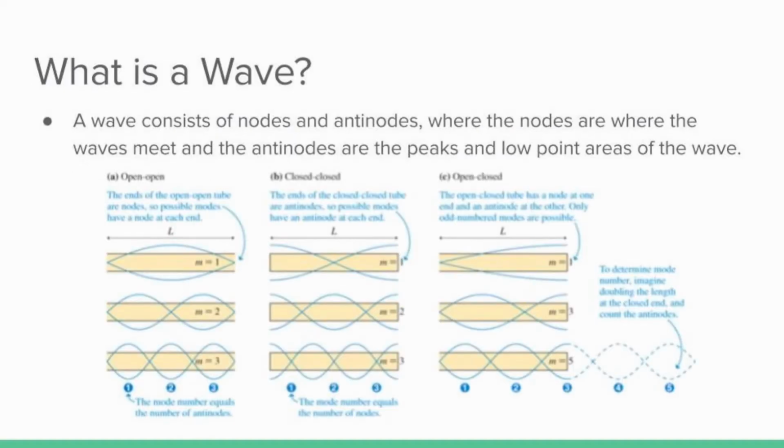To start this experiment, I want to go over the background information. All of this information is derived from the 16.1 synthesis and figure 16.19 part C from the book. For starters, I want to go over the basics of what a wave is. A wave consists of nodes and antinodes, where the nodes are where the waves meet and the antinodes are the peaks and low points of the wave.